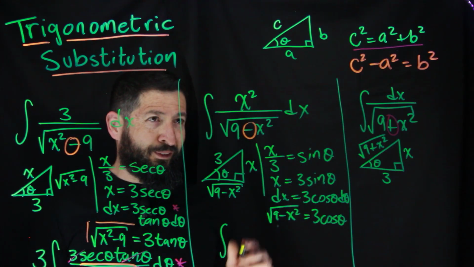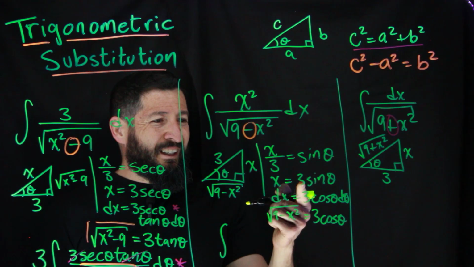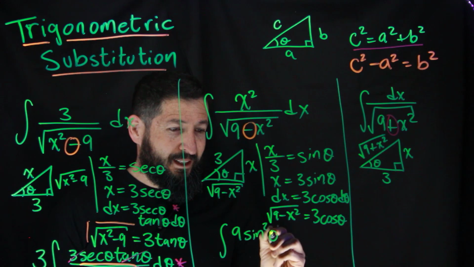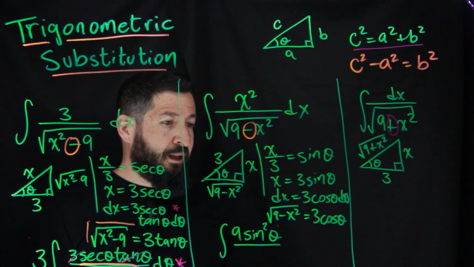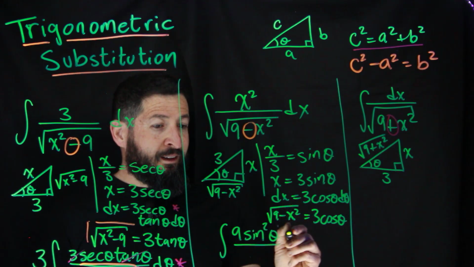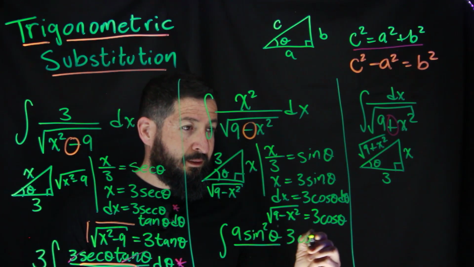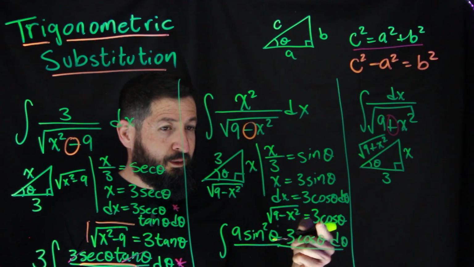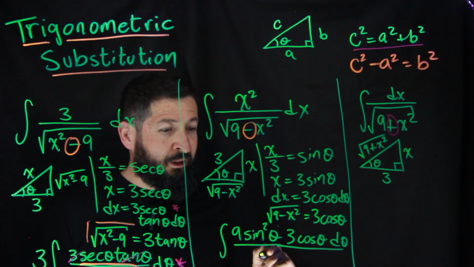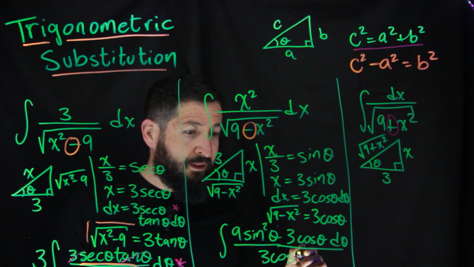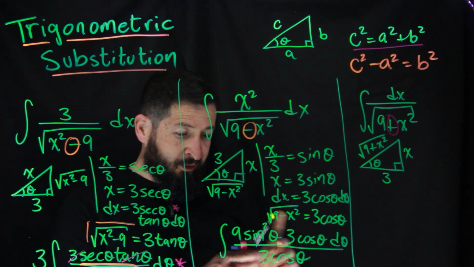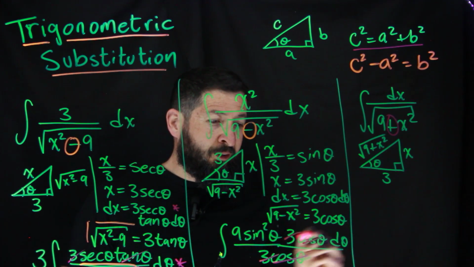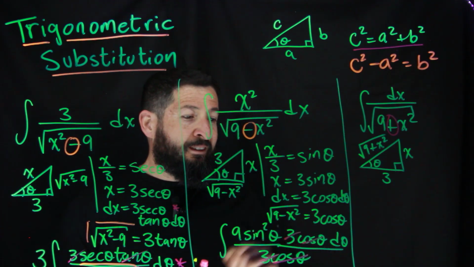Okay, well, that was ugly. So when I square this one, I get 9 sine squared of theta. The dx gives me a 3 cosine of theta d theta. And the square root of 9 minus x squared gives me a 3 cosine of theta. And so that cancels. I think I'm too low. I hope I fit it. The 3 cancels, the cosine cancels, and it gives me 9 sine squared d theta.